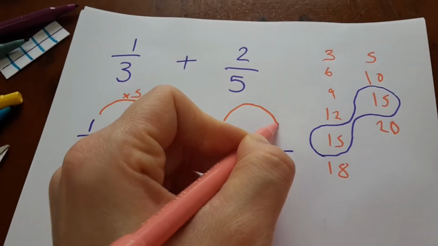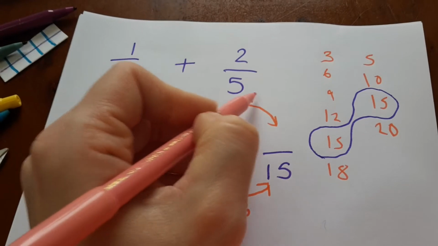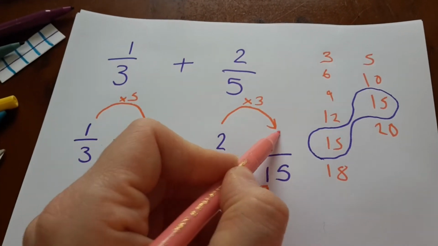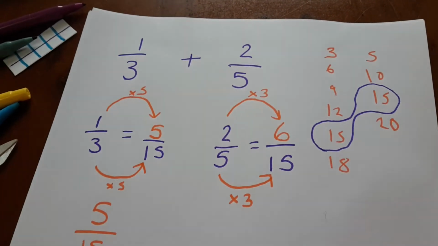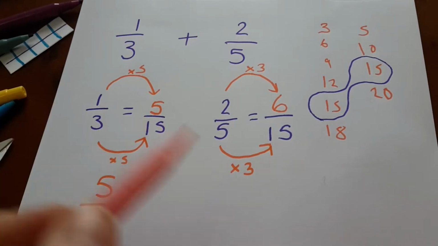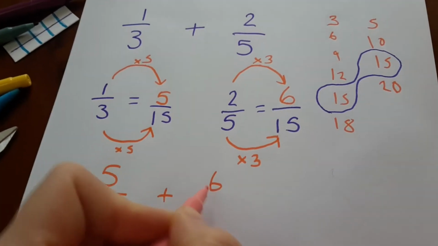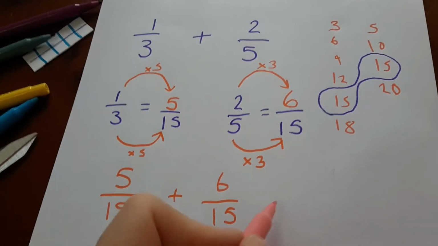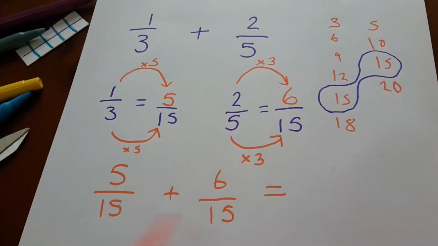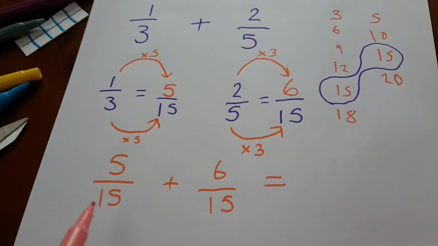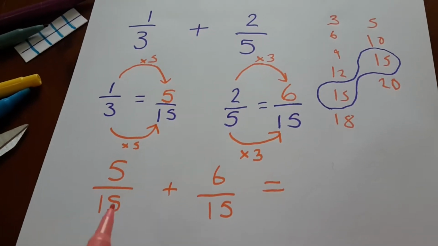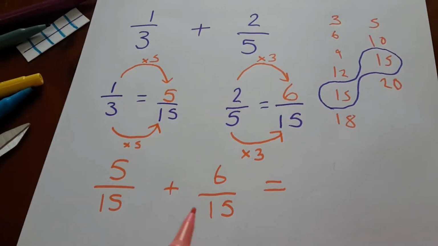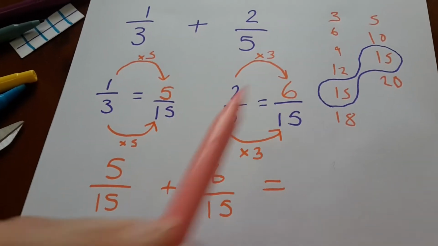So I'm going to have to turn this into 6 because it's been cut up 3 more times. So I end up with 5 15ths added to 6 15ths. Now remember, most importantly, do not add your denominators together because everything's been cut up into 15ths.